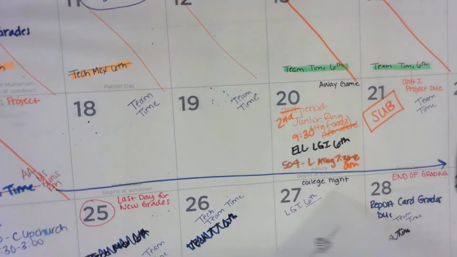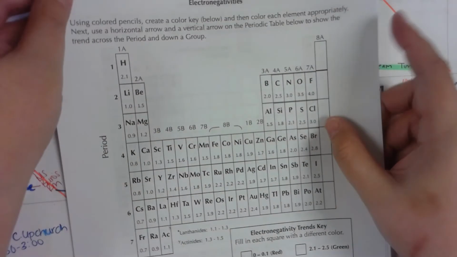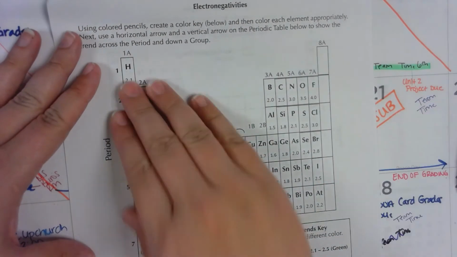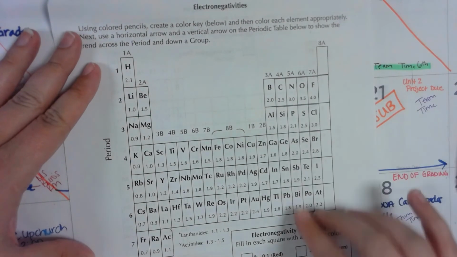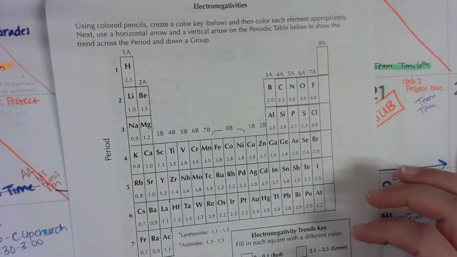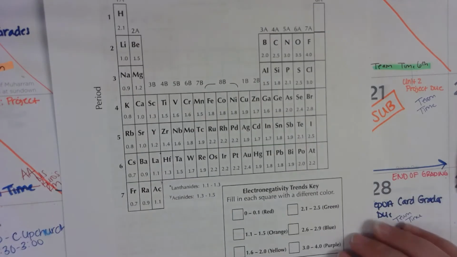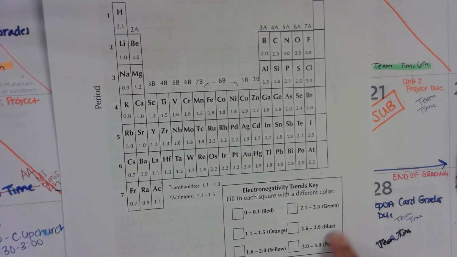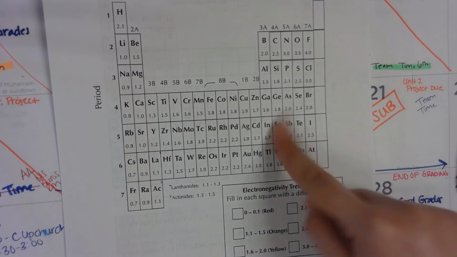That's atomic radii. The next one you're looking at is electronegativities. On electronegativities, you've got a periodic table here with electronegativity values, and a key down here telling you what color you should be coloring everything. It already gives you colors. If for whatever reason you don't have one of these colors, just scratch it out and put the color you are using, or color that box with the color you are using, so that I know your key.